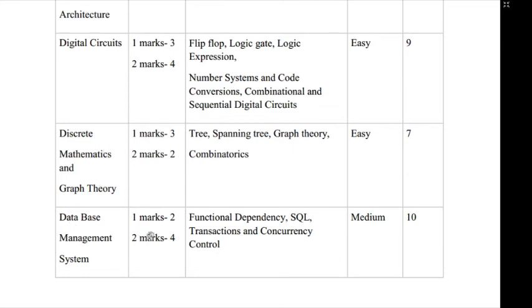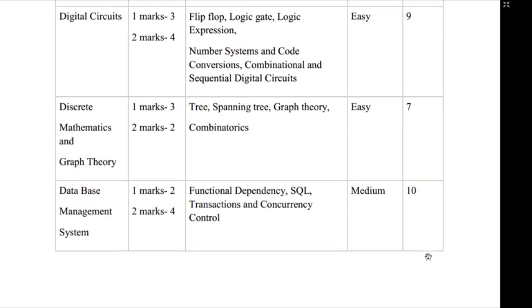Database management covered 2 1-mark questions and 4 2-mark questions. Functional dependency, SQL, transactions, and concurrency control are the topics from where the questions were asked, which is of medium difficulty. Totally 10 marks have been asked in DBMS.